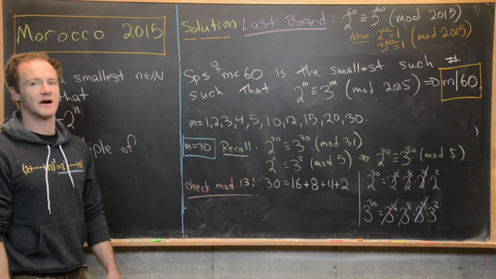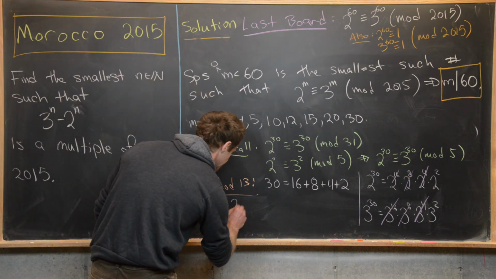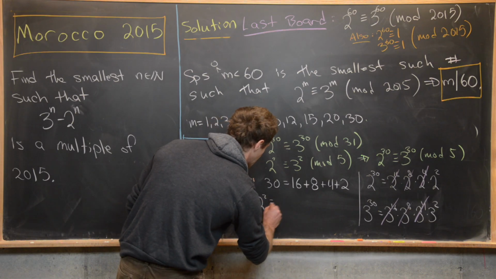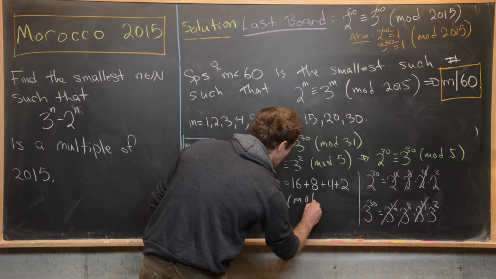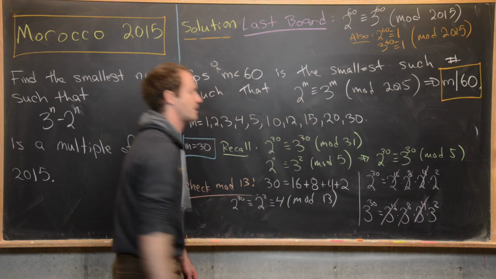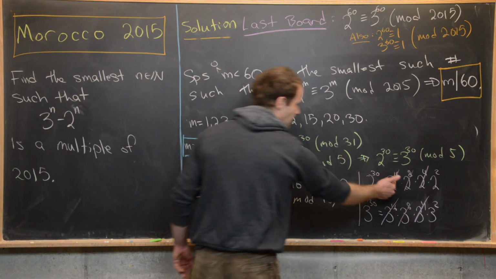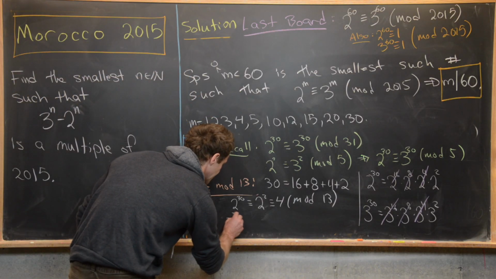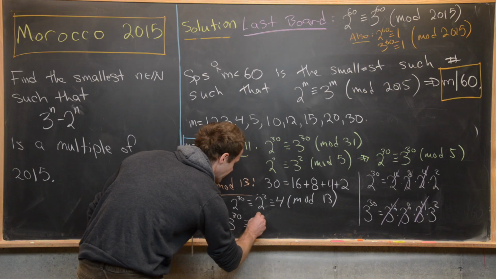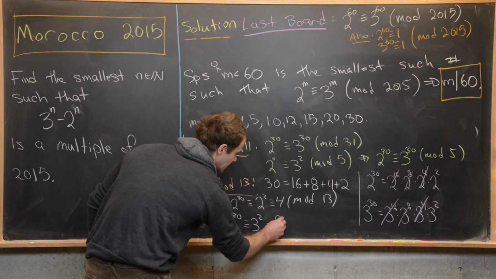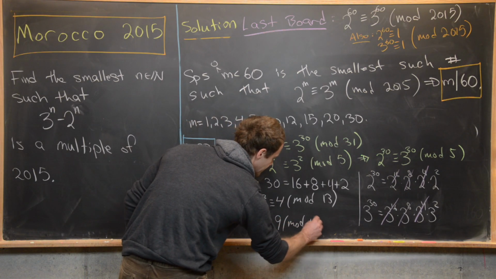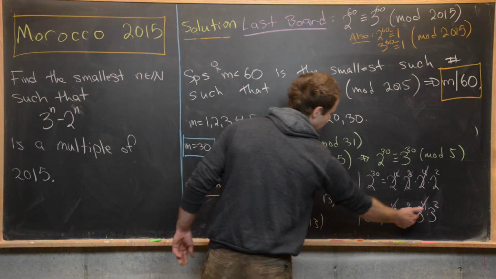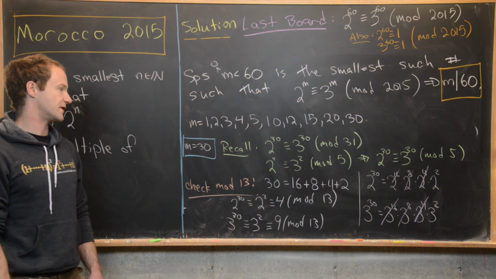But now we can simplify our calculation quite a bit. Let's notice that 2 to the 30 is going to be congruent to 2 squared, which is congruent to 4 mod 13, because all of these parts are congruent to 1 mod 13. But then 3 to the 30 is going to be congruent to 3 squared, which is congruent to 9 mod 13, again because all of these parts are congruent to 1 mod 13.